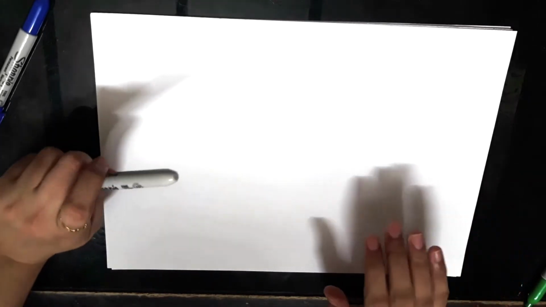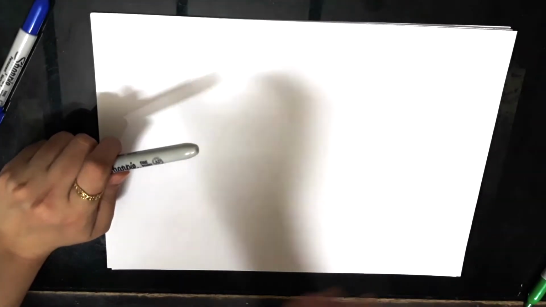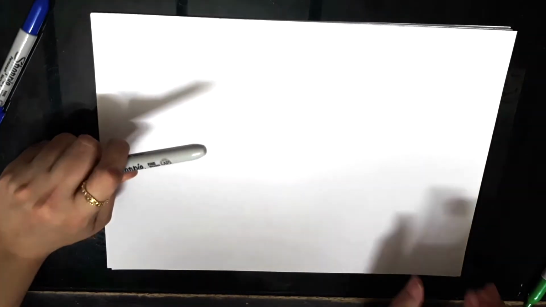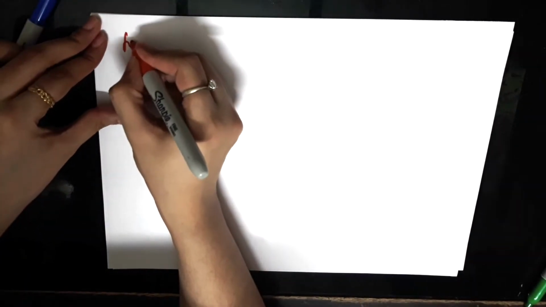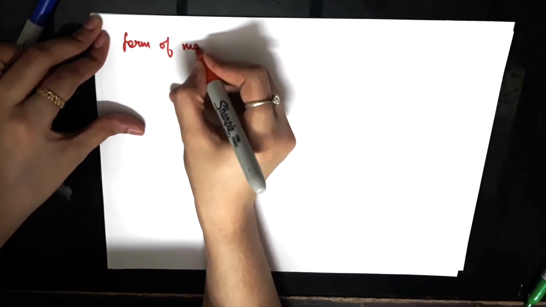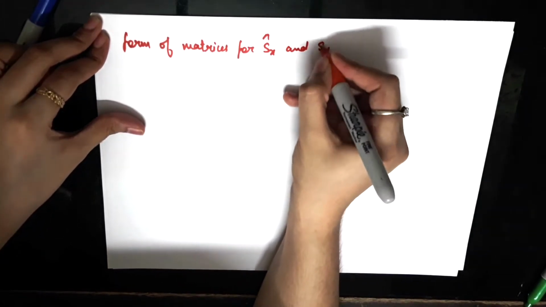We have done it for Sz and we have done it for S squared, and this was easy because the basis was of S squared and Sz, and these matrices were expected to be diagonal matrices with the diagonal entries representing the eigenvalues. Now the task that is remaining is to find the form of matrices for Sx and Sy operators.